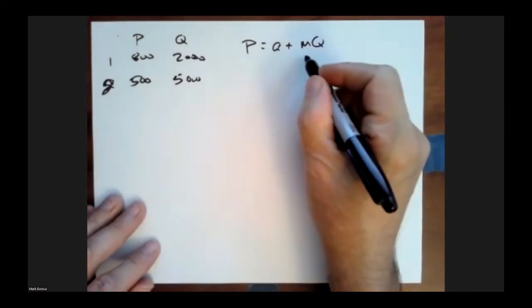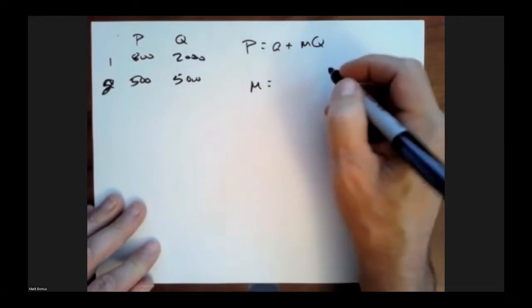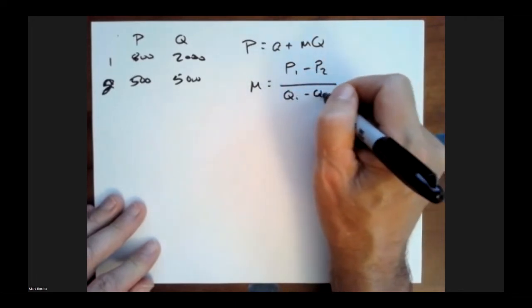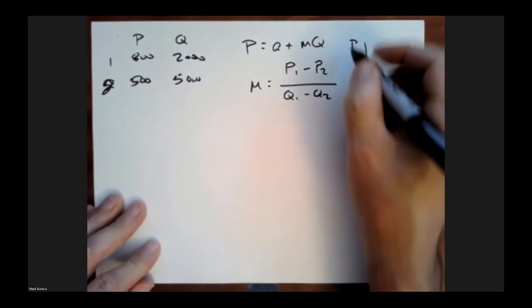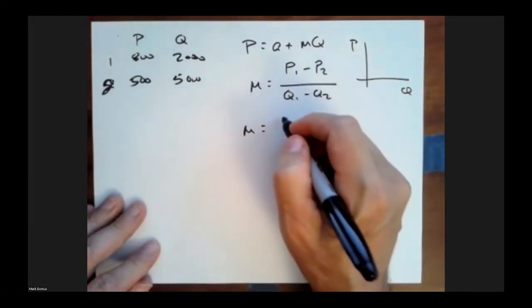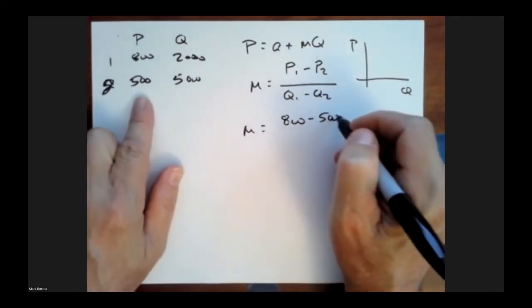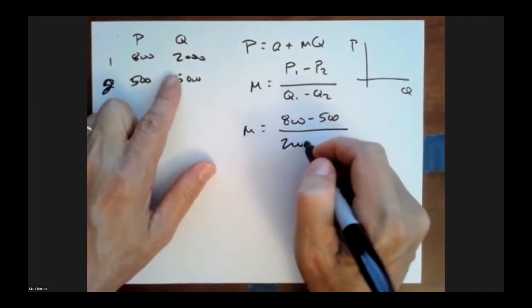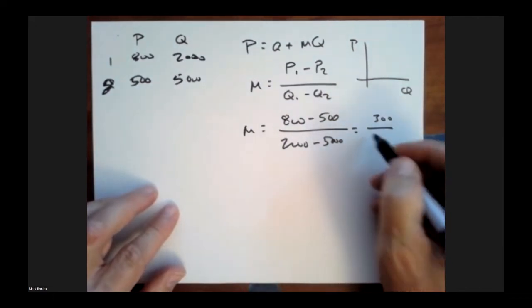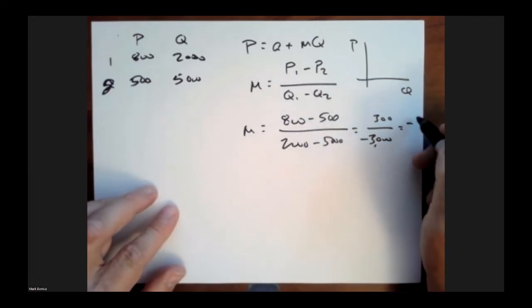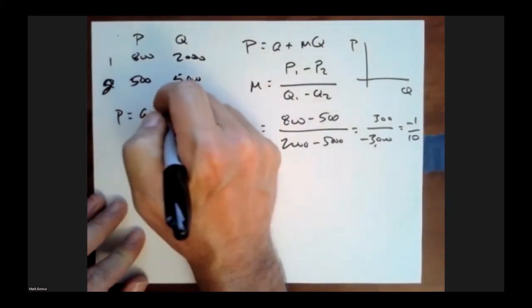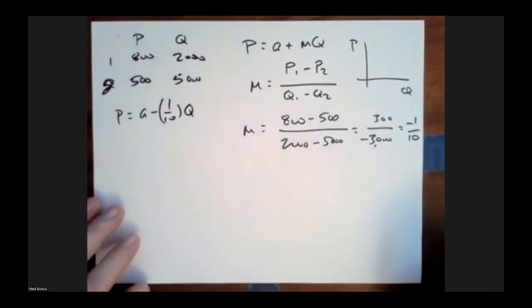And so we're going to solve for the slope first, for M first. So M is equal to P1 minus P2 over Q1 minus Q2, because P is in the Y position and Q is in the X position. We're doing rise over run. So M is equal to 800 minus 500 divided by 2,000 minus 5,000. We get 300 divided by minus 3,000, which is minus 1/10. So we know M is equal to minus 1/10. So we can say P is equal to A minus 1/10 Q. And now we just need to figure out what A is.